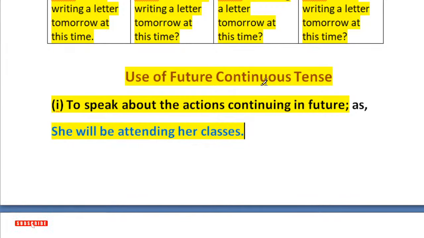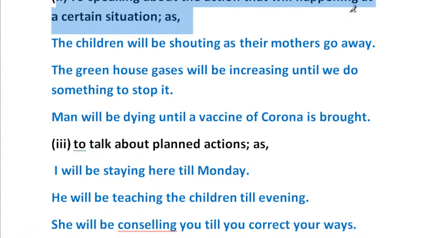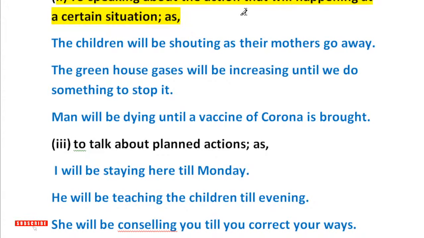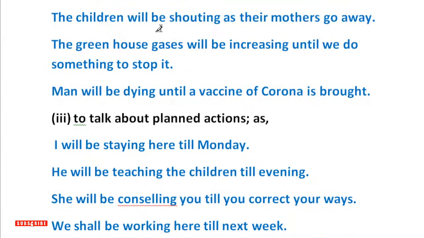Then future continuous tense is used to speak about the action that will happen at a certain situation. So when there is a certain situation and under that situation some action is happening in future, then we use future continuous tense. These actions are prompted by some situation, the available situation, we can say.